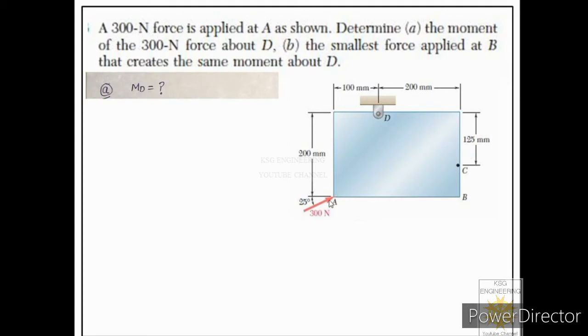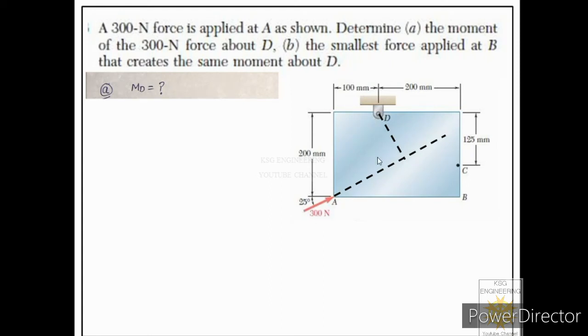Now in order to find its moment about point D, what do we need? We need its magnitude and we need its moment arm. So how to find the moment arm? We can first sketch its line of action, and from moment center we should drop a perpendicular onto that line of action to show the moment arm. Now this perpendicular is the moment arm for this particular force.